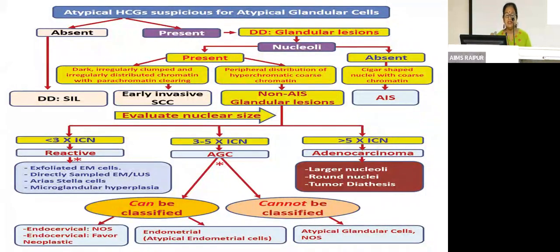If the nucleus size is more than 5 times the size of intermediate cell nucleus, then it is an adenocarcinoma on cytology. What are the other features which will help you in making a diagnosis of adenocarcinoma on cytology? The nucleus has to be large with a large nucleolus. So whenever you see a large nucleolus in a cell which is more than 5 times the size of an intermediate cell nucleus, please call it an adenocarcinoma. Associated features you can look for are tumor diathesis. So we start with this algorithm and we'll discuss each entity in detail.